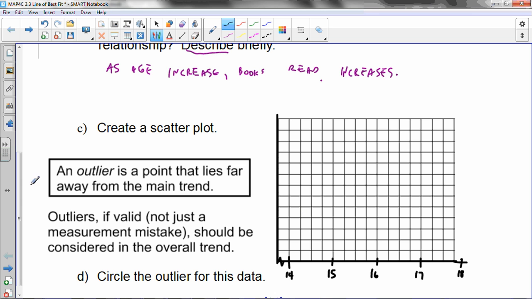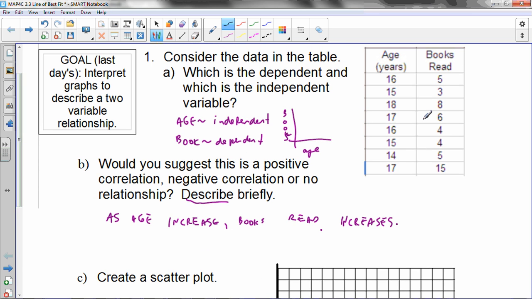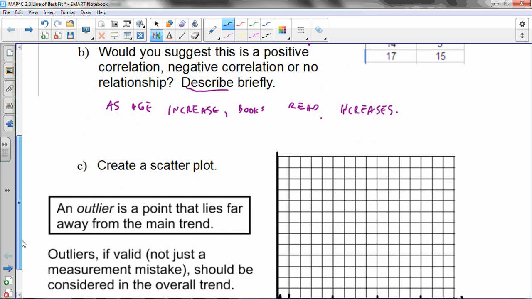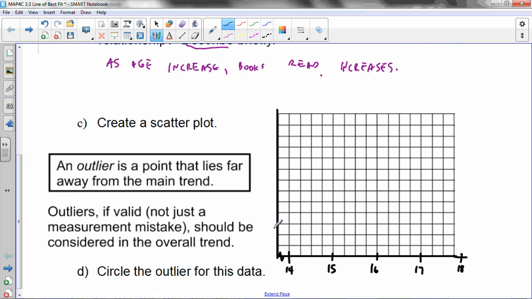As far as books read, I see that I've got a low of 3 and a high of 15. I might as well start at 0 and try and go up to 15. And I won't quite get there, but I'm going to go up by 1 book each time. And then, you know, 15 is going to be over here somewhere. This is title, books, and age, or something like that.